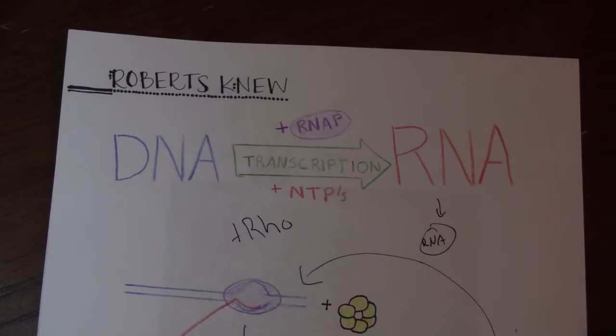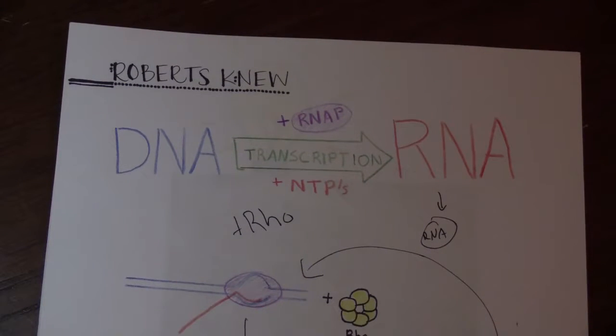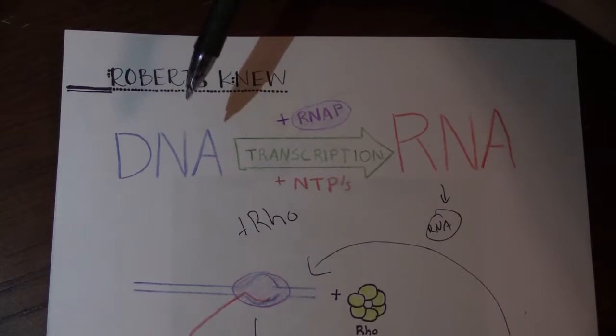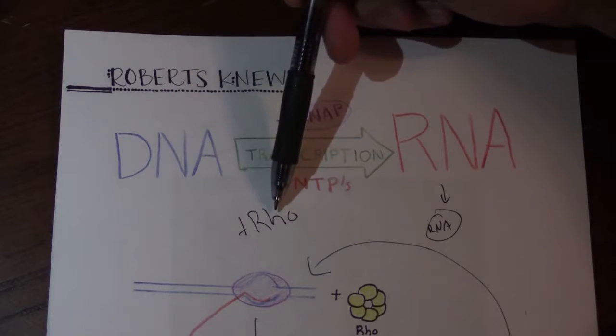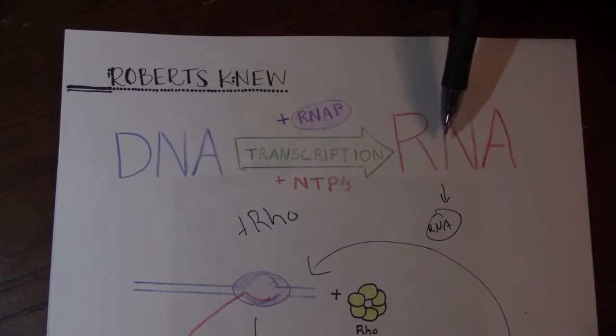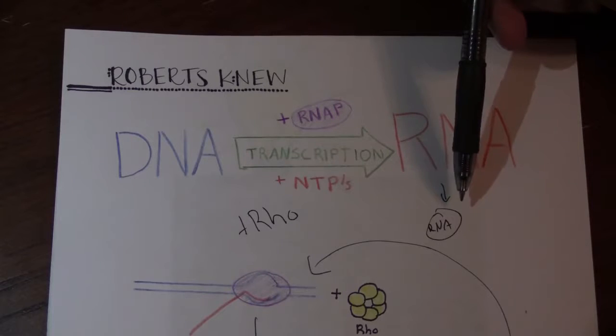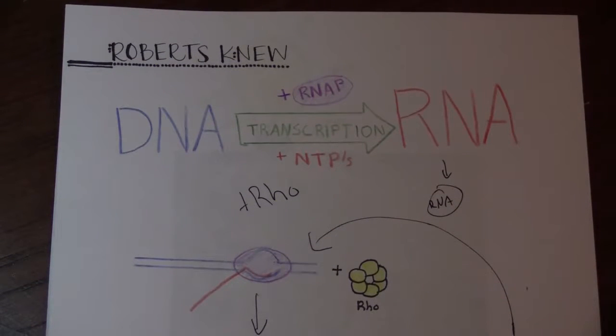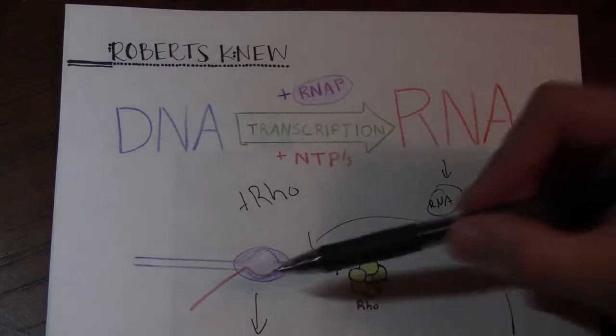Next, let's take a brief step backwards at this point and explore the path that Roberts took from discovering Rho to determining its function in Rho-dependent termination. Roberts found that DNA transcription in the presence of Rho resulted in a depression in the level of transcription, seen as reduced RNA. One explanation for this would be that Rho causes termination events.